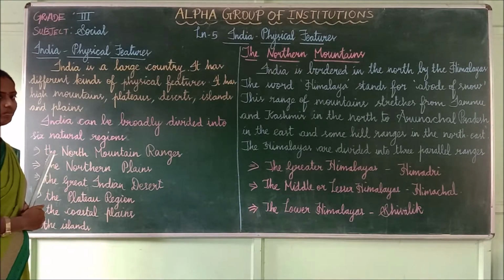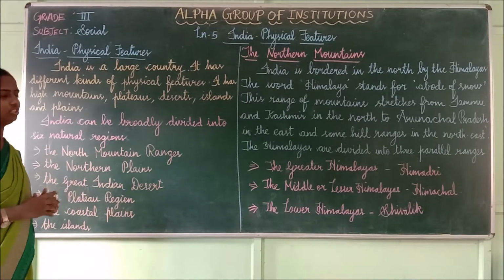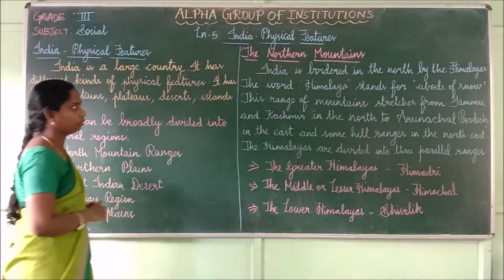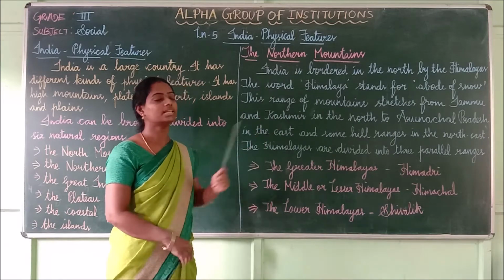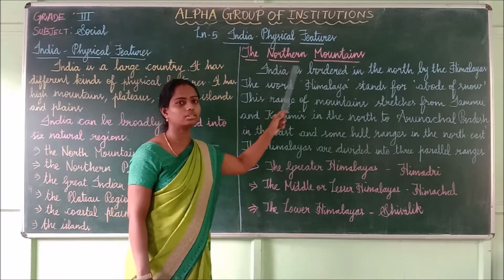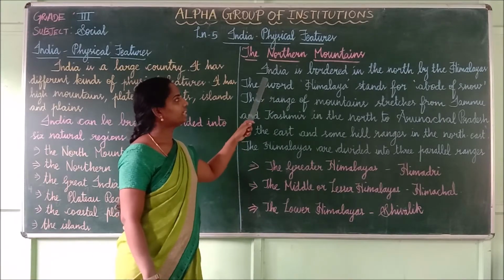Children, shall we move to the first topic that I said before? The first topic, the Northern Mountain Ranges. That is what we are going to see. See the Northern Mountain. Shall we start to read first, children?